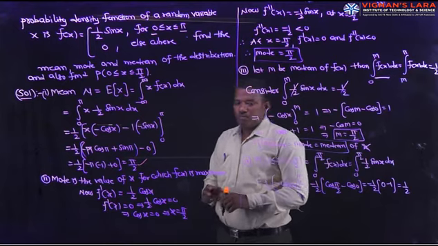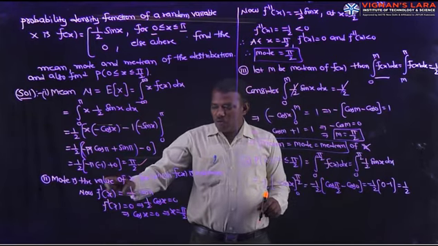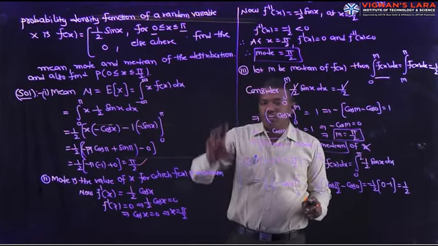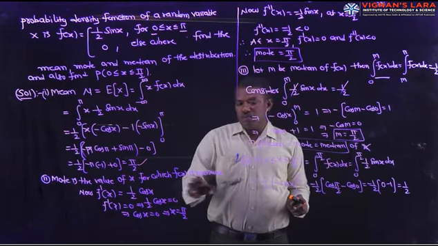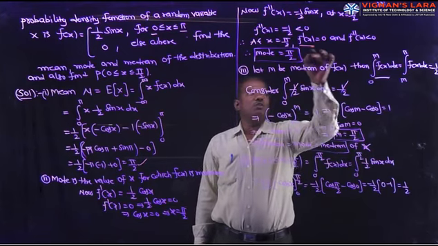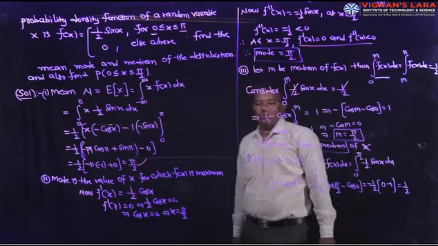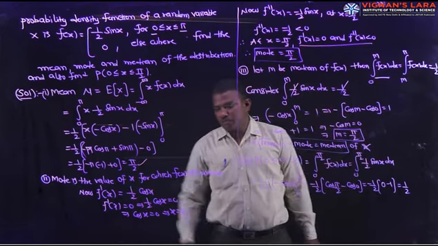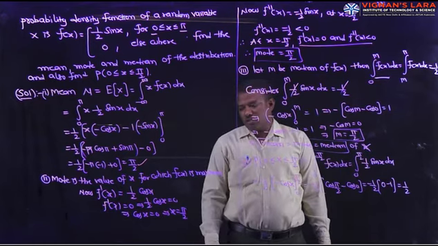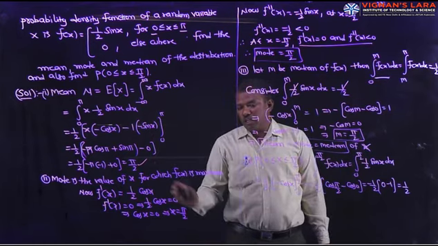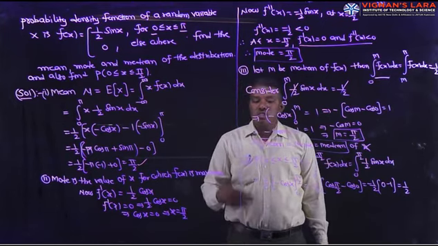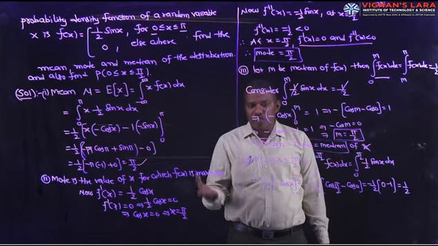Next, mode. In general, mode is the value of x for which the distribution is maximum. What is the distribution here? The probability density function f of x is maximum. Maximum means it is the solution of f dash of x equal to 0 and f double dash of x negative. For this, first calculate f dash of x. What is f of x? 1 by 2 sin x. So f dash of x is 1 by 2 cos x. Then equate this term to 0. Cos x equal to 0. Then x is cos inverse 0, that is equal to pi by 2.